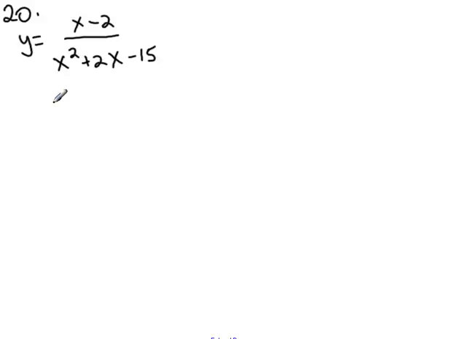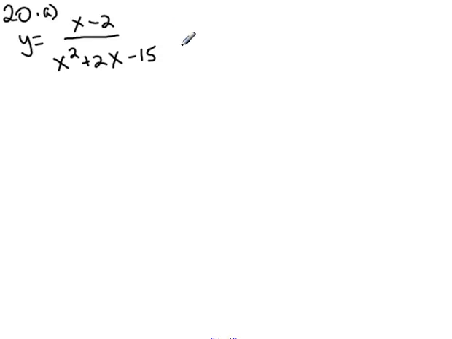Okay, for number 20, it's asking us to find the domain of the function, and this is 20a. Domain means all of the x values of the function. If you have a polynomial, x could be virtually anything. X could have any value. But when you have a rational expression, there are things that x can't be.